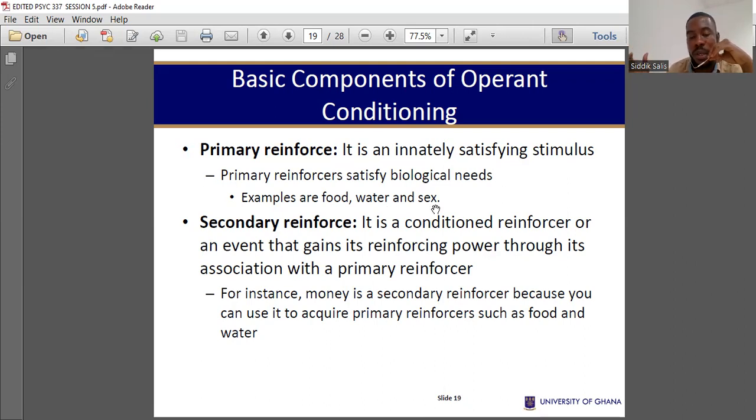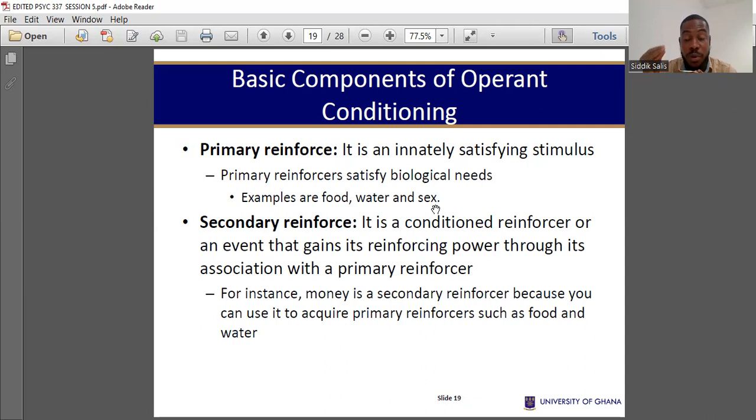You remember Abraham Maslow's hierarchy of needs? The first one, the basic needs: food, water, sex, sleep. These are basic things, right? So some reinforcers are basic; you need them to survive. And some we call secondary, because we need them to get the primary ones. An example is money.